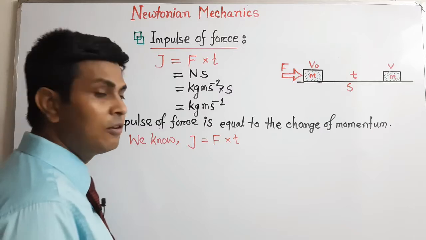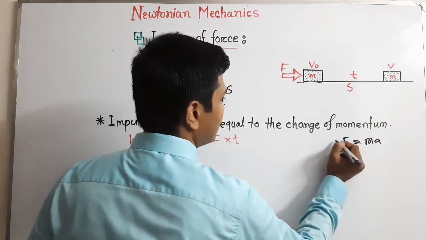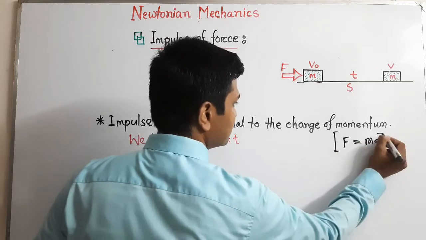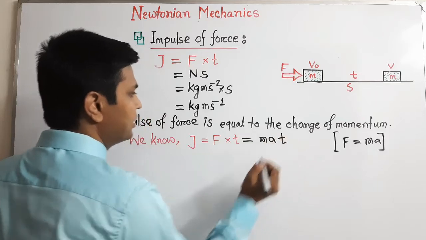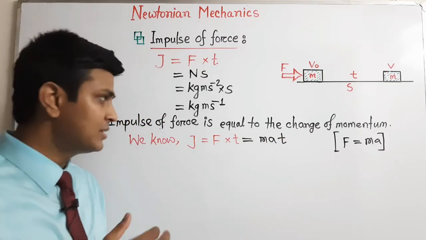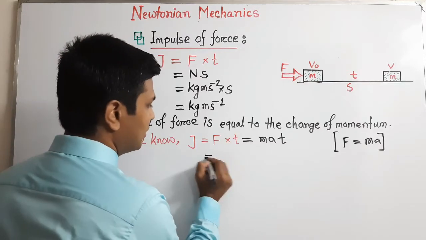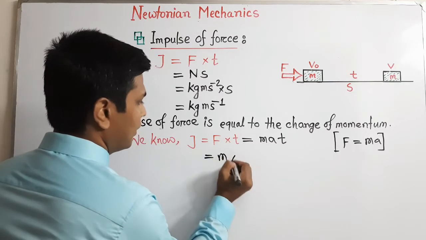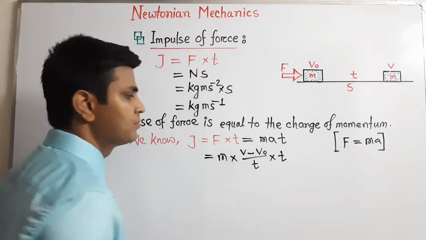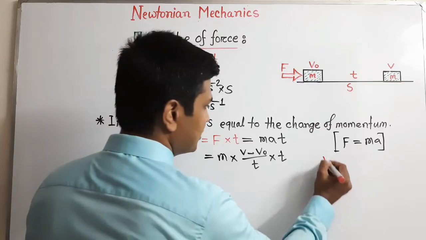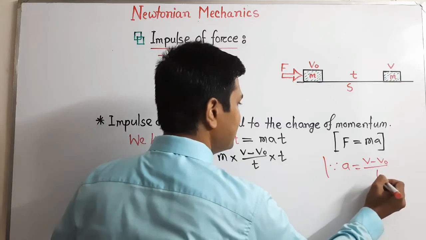We know there is another formula, which is F equals ma. Now if we put this formula in that equation, our new equation will be m a t. Again, we know acceleration is the rate of increase of velocity, so the formula of acceleration is a equals v minus v naught divided by t. So we write m times v minus v naught divided by t, into t.